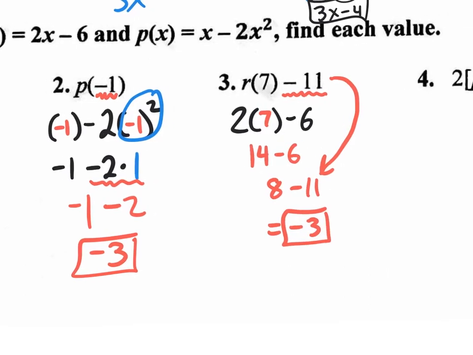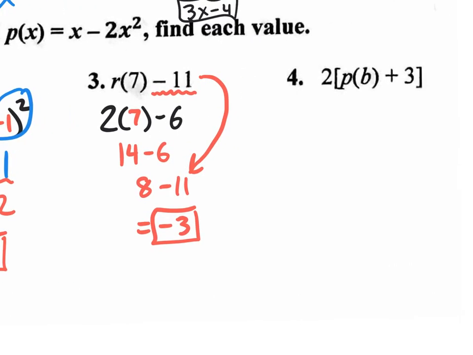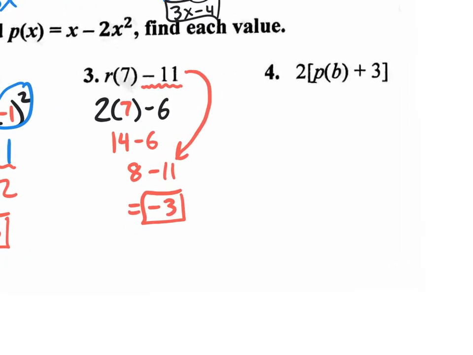Let's try the last one. This one's a beast. We're going to use the P or the R function? The P. Here's the P. It says x minus 2x squared. What am I supposed to plug in place of x? A B. Don't let that confuse you. It's even easier because you're not even going to be doing any math. You're just going to take that B and plug it into the x positions.